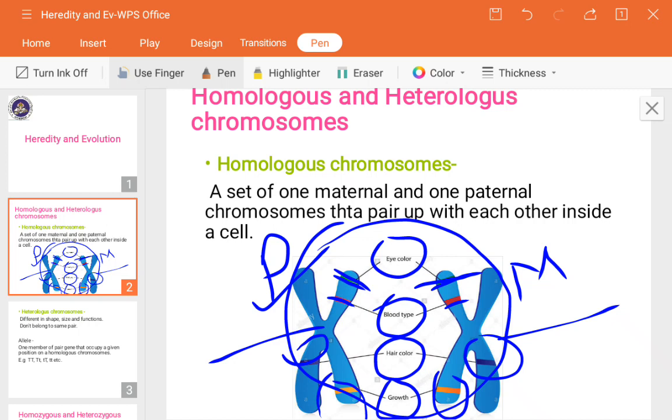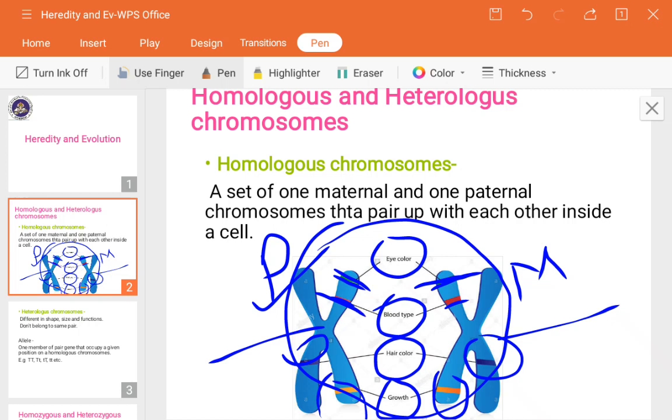Same about the heterologous also. Actually here there will be different shapes and sizes of the chromosome. Maybe the paternal will be smaller and the maternal will be bigger, or else the traits also might differ. So if the eye color is present here, then maybe here the paternal chromosome will have a different trait, is it?